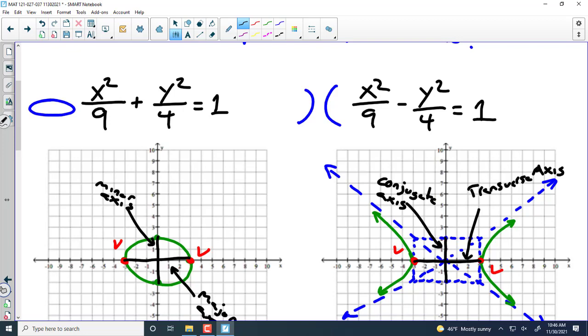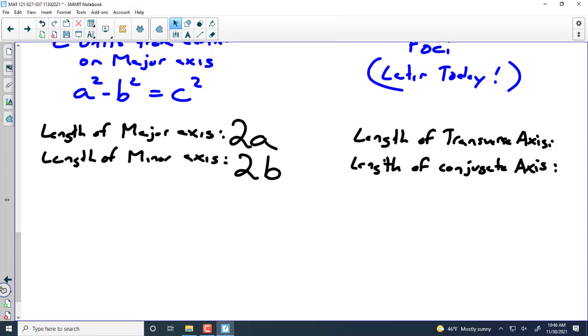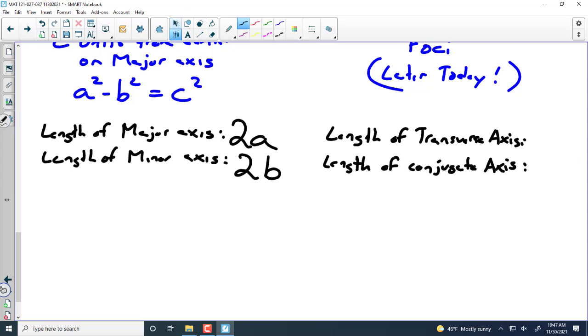So what's the formula for the major axis? Square root it, multiply by 2. Nice job. You square root that bigger number and multiply it by 2. That's the length of the major axis. 2a is the length of the major axis. Now that you know that, what's the length of the minor axis? Everyone take a guess. 2b. And over here, the length of the transverse axis is 2a, and the length of the conjugate axis is 2b.